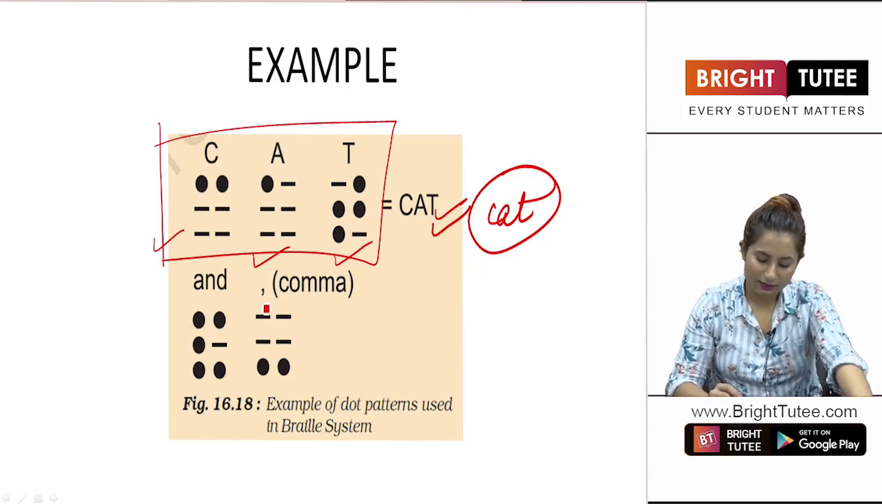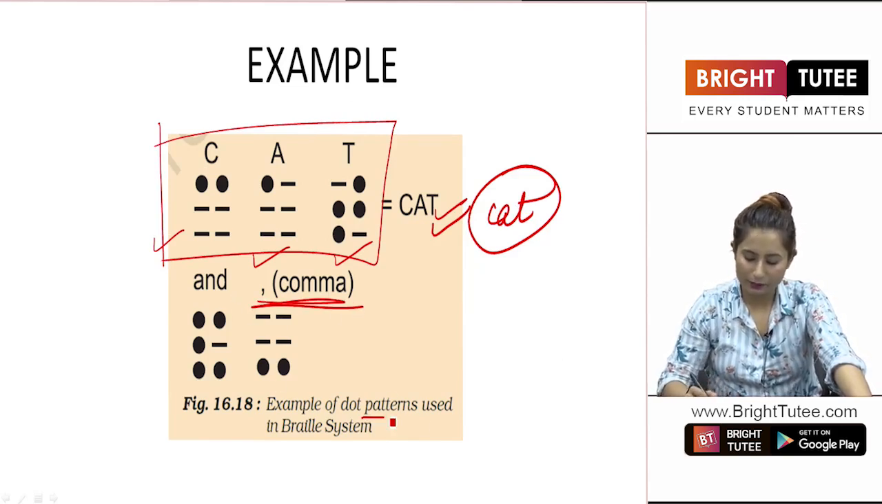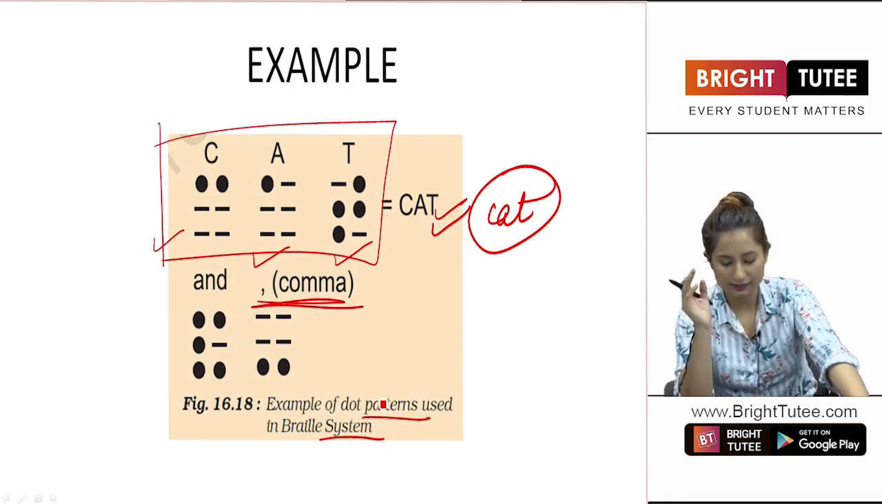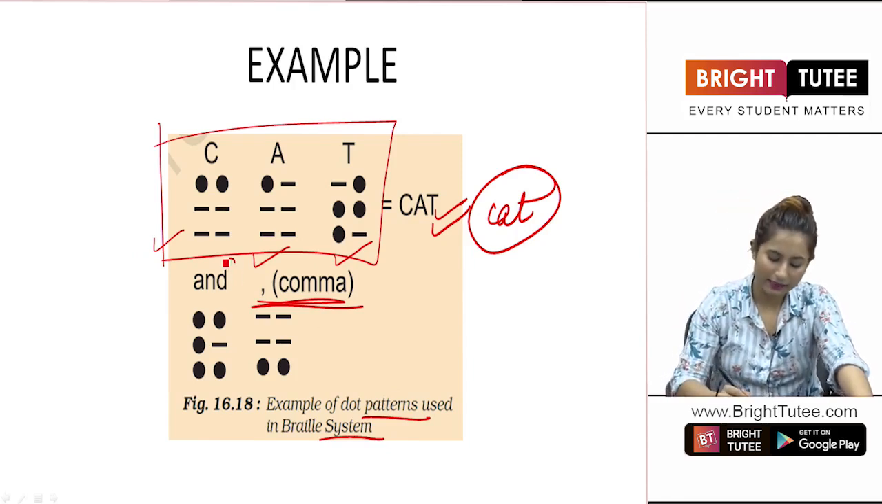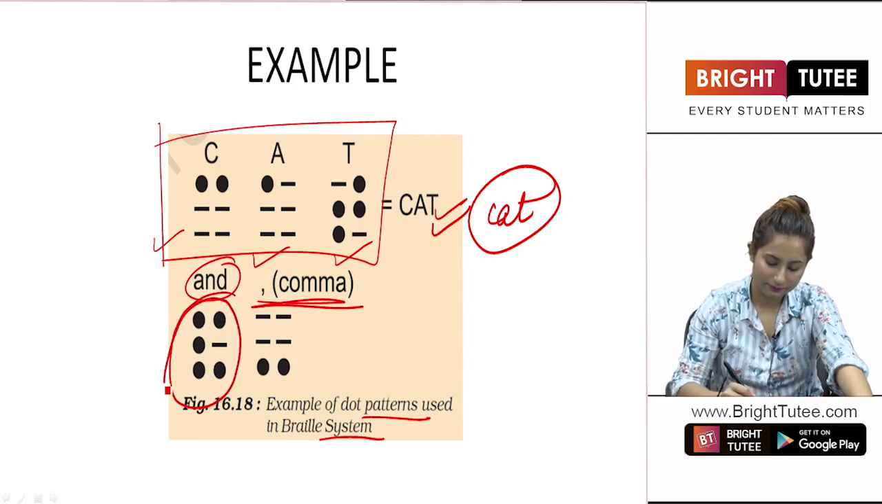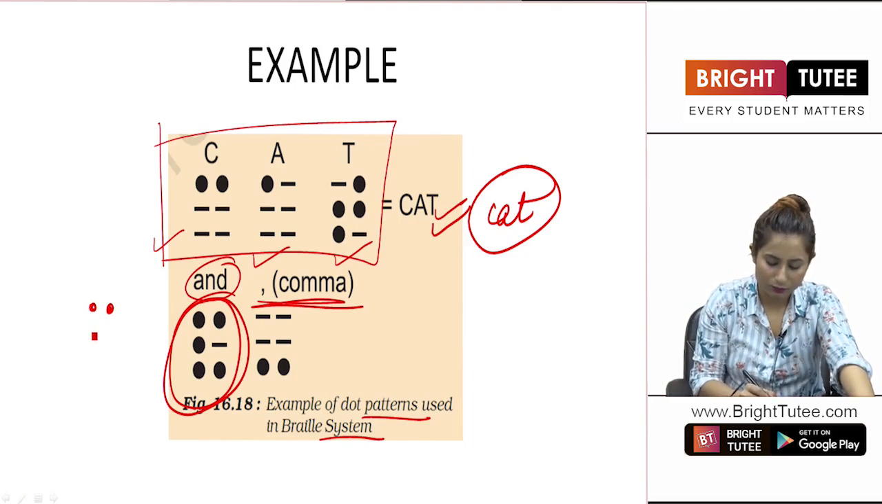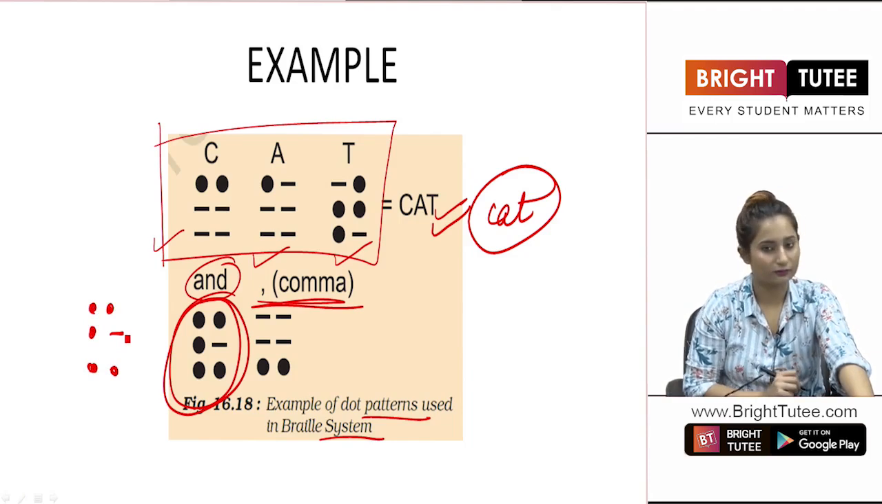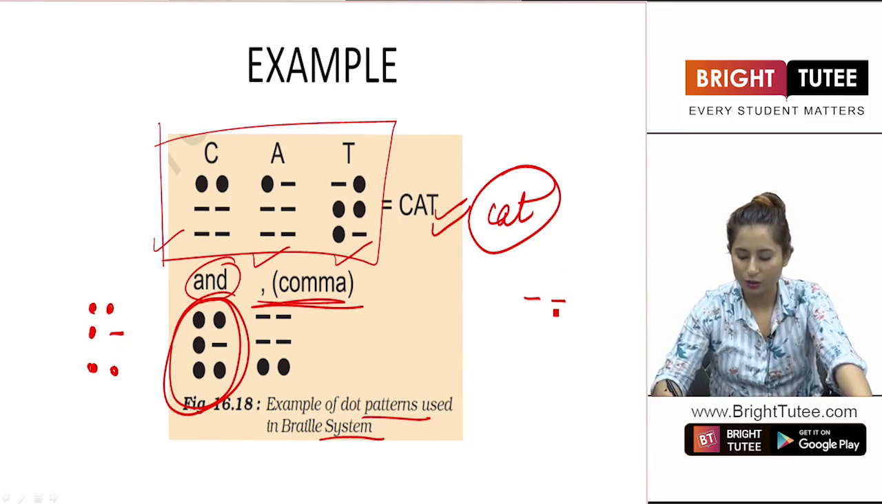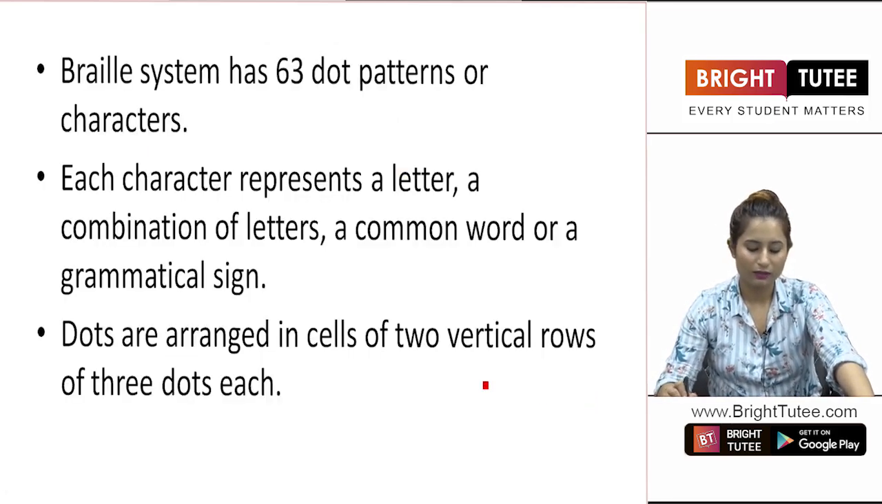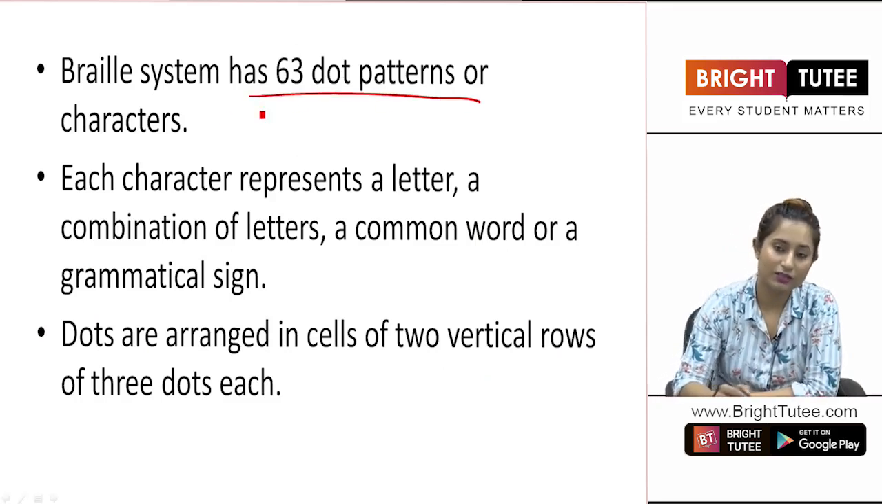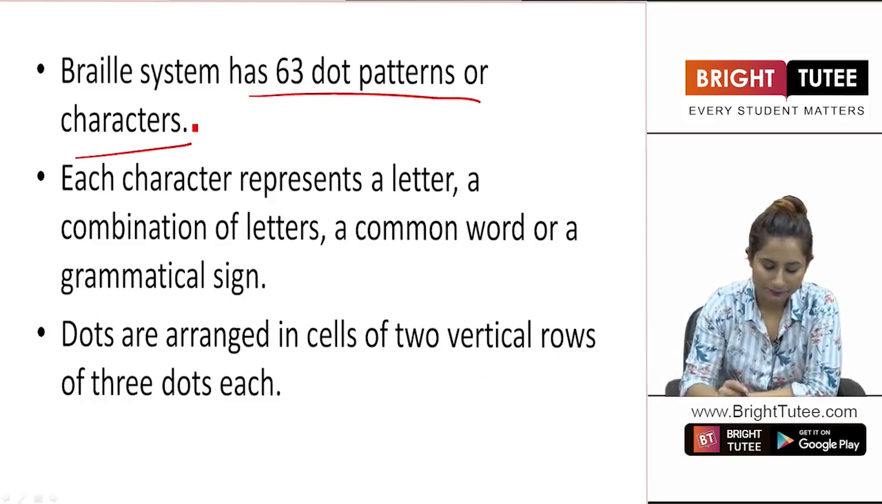And is written, and comma, basically, right? Examples of dot patterns used in the Braille system, right students? This is how and is written. For and we have a different kind of structure, that is 1, 2, 3, 4, 5 thick dots and 1 hyphen. Then for comma we have 1, 2, 3, 4 hyphens and 2 thick dots. This is comma, right?